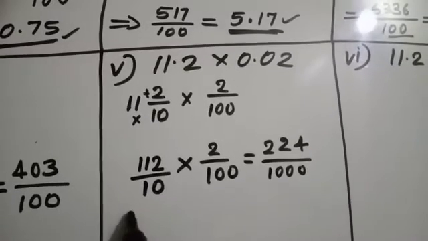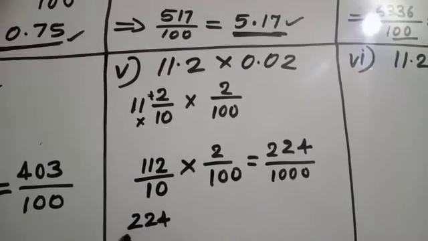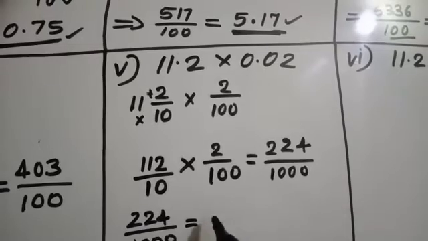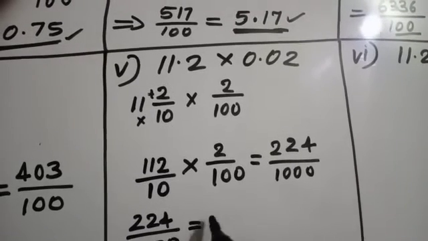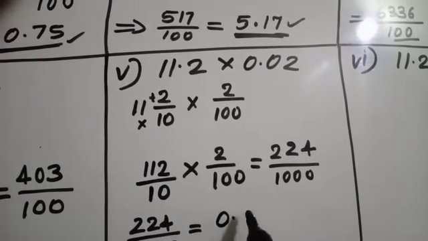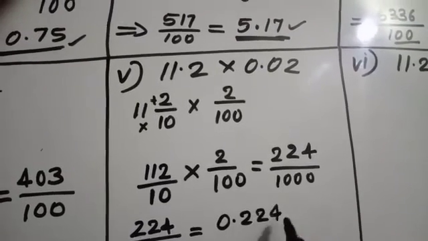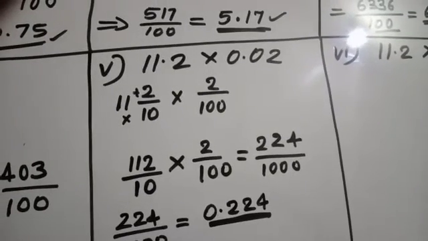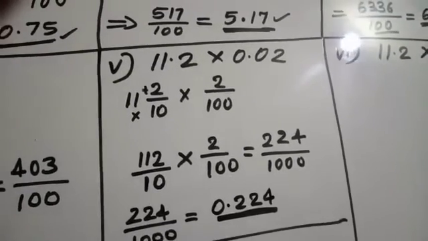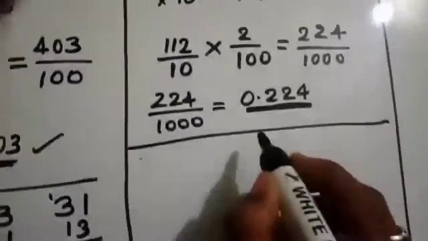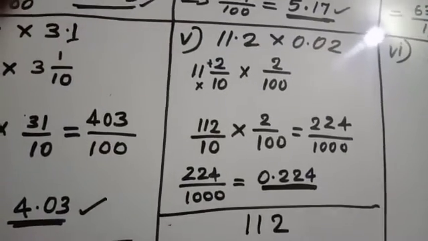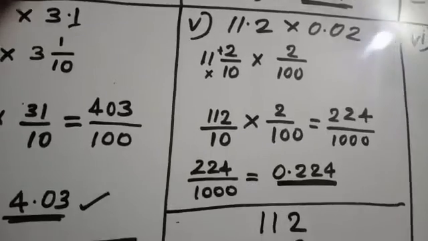You have got 224 upon 1000. You can write in the form of a decimal. As there are 3 zeros, we have to leave 3 decimal places. We will get 0.224. There is another method, that is direct multiplication by ignoring the decimal places.